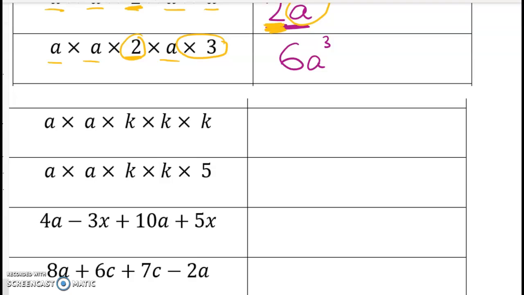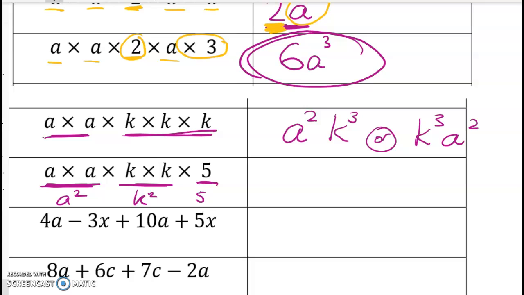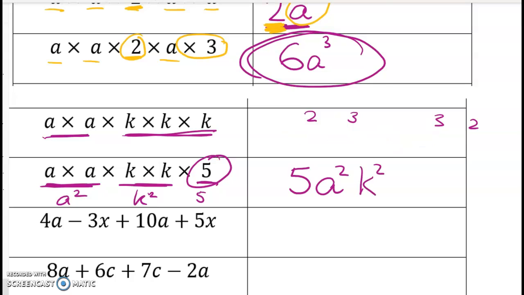So in this one here, we've got A squared times K cubed. So we're going to write that simply as A squared K cubed. Now, it doesn't matter with letters which way around I write them, so I could have also written K cubed A squared. In the next one, I've got A times A, that's A squared, and K times K, that's K squared, times 5. So really important here, as I went on and on about back up here, that we put the coefficient, the number, first. So 5A squared K squared is one correct answer there.